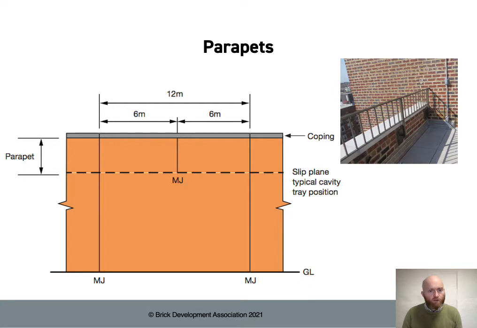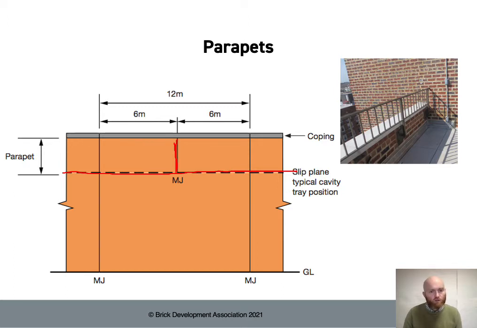Where you have a parapet on the building, to avoid limiting yourself to 6 meters for the whole building, note that as a rule, a movement joint should normally extend for the full height of the panel of brickwork. What we say is that where you have a slip plane, such as your cavity tray at the level of the roof structure where the parapet starts above, then the movement joint for the parapet can stop at that level. That cavity tray will act as a slip plane, and you won't get the transfer of movement from the parapet into the panel below.